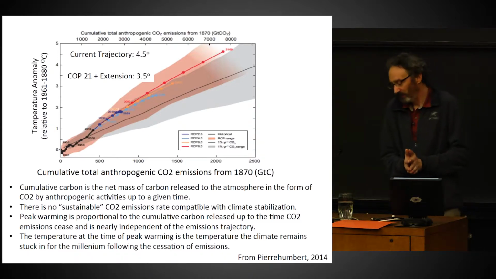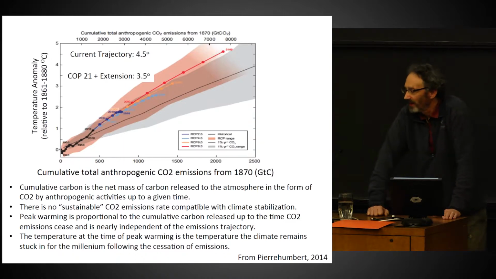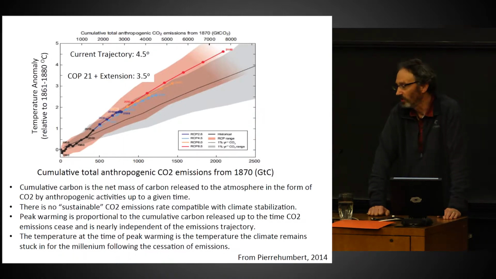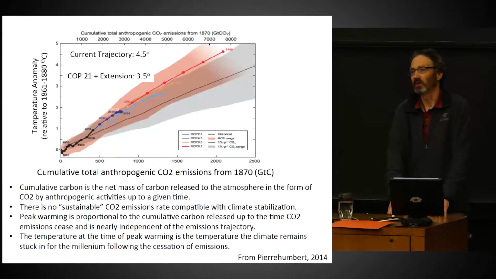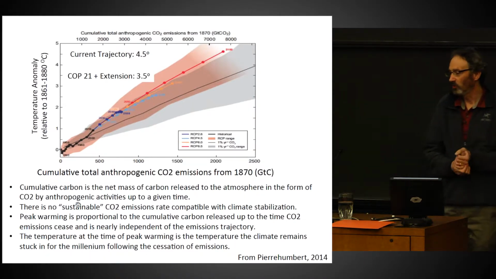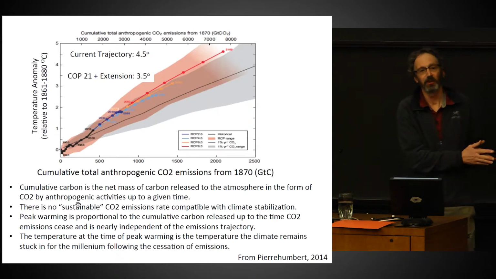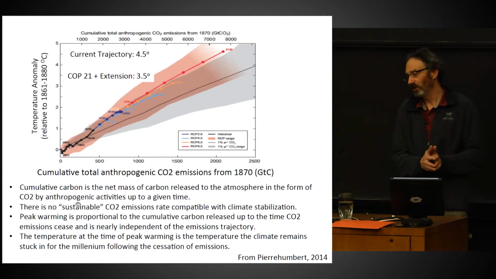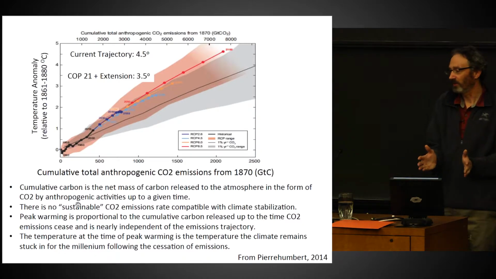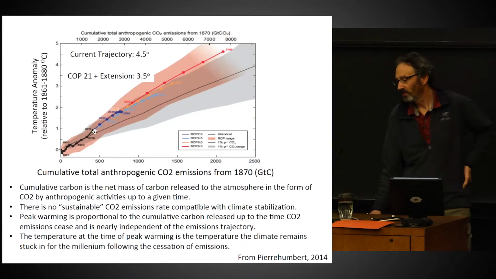Okay, so what this means is that the temperature anomaly, the global temperature that the Earth is projected to reach, is proportional to the cumulative CO2 emissions. Okay? The cumulative carbon is the net mass of carbon released to the atmosphere in the form of CO2 by anthropogenic activities up to that time. So you take all the cumulative atmospheric emissions of CO2 from 1850 to present day, and this gives you a pretty good estimate of the temperature change.